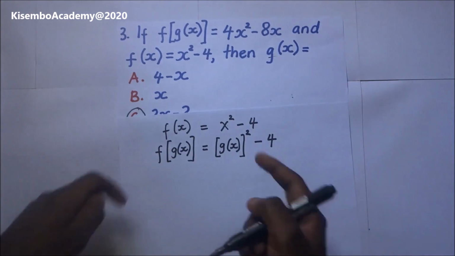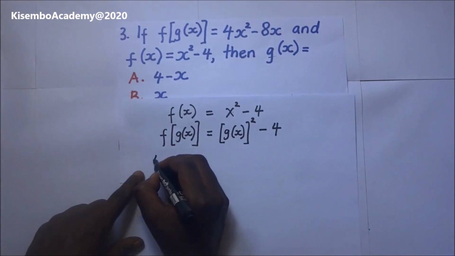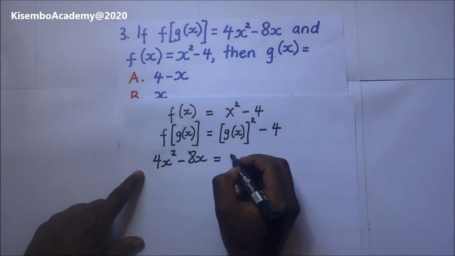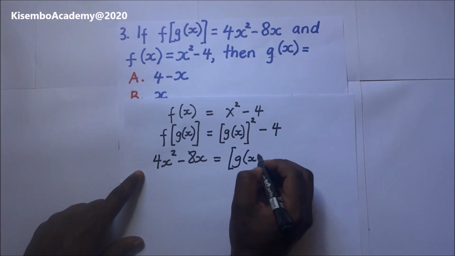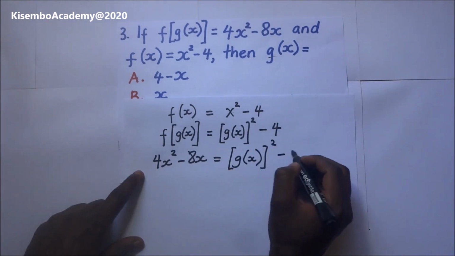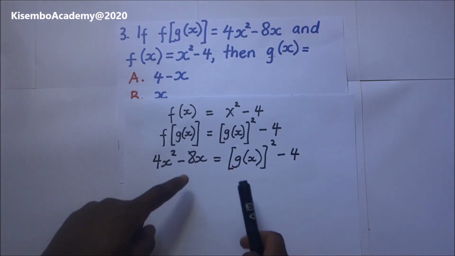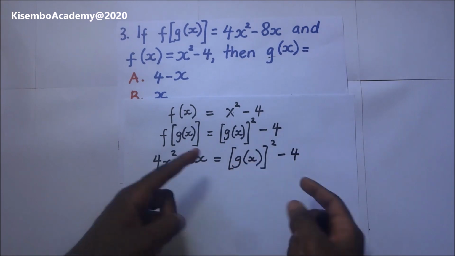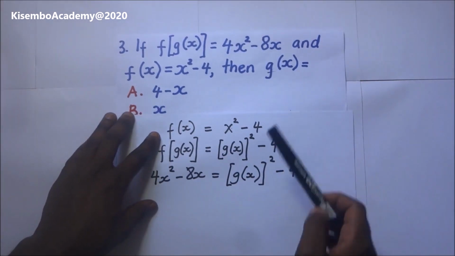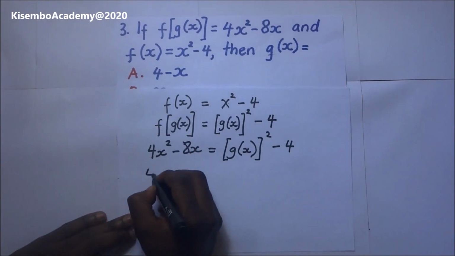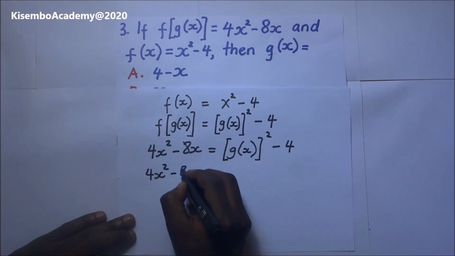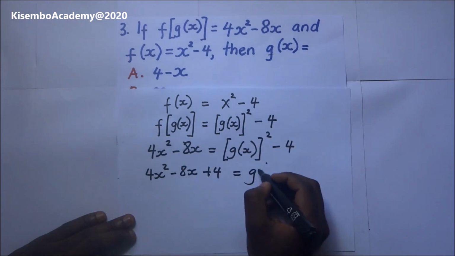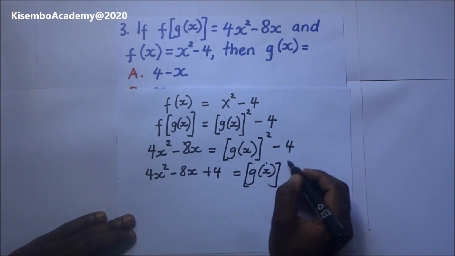So that is exactly what we go ahead and do. We substitute this here. We say that 4x squared minus 8x is giving us this expression, g of x, all this is squared minus 4. So what we do here, we go ahead and solve this, and we make g of x the subject of the formula, and we will be able to get our answer as required by the question. So this is going to give us 4x squared minus 8x. This 4 comes this way, it becomes plus 4, is giving us g of x, this thing is squared.